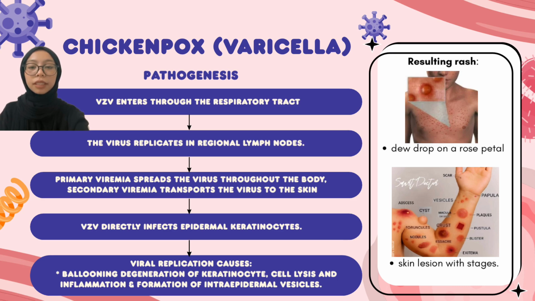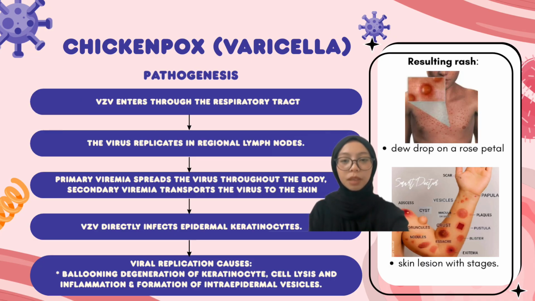Unlike measles, the skin lesions result mainly from direct viral damage to the epidermal cells. So the resulting rash from this disease will cause vesicles on an erythematous base, called a dewdrop on a rose petal, as you can see here. The lesions appear in successive crops, and different stages coexist simultaneously, such as macules, papules, vesicles, and crusts, like this.